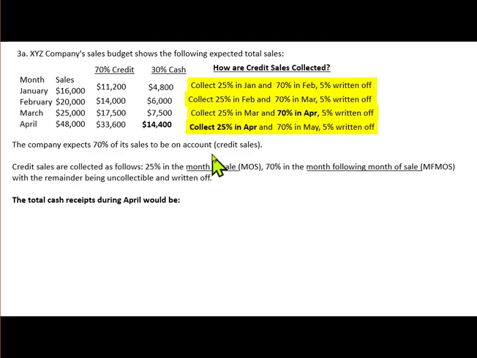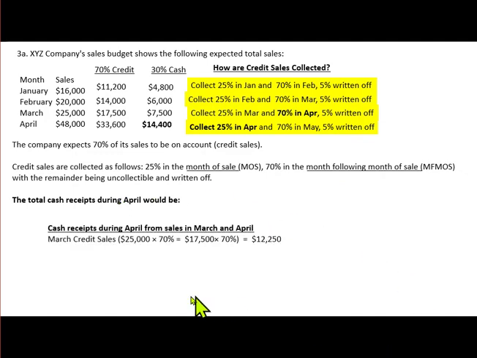And then in April, 25% of the April credit sales are collected in April. 70% of the credit sales are collected in May, and 5% are written off. So now, total cash receipts during the month of April would be calculated as follows.